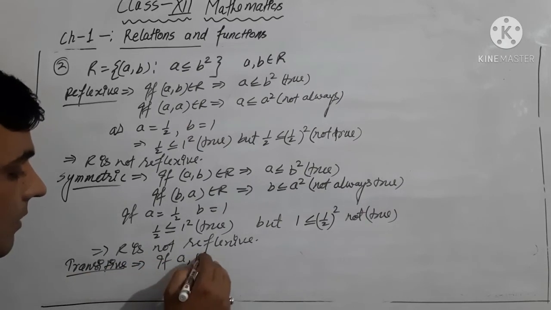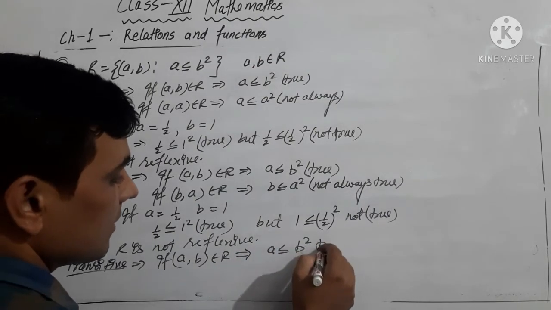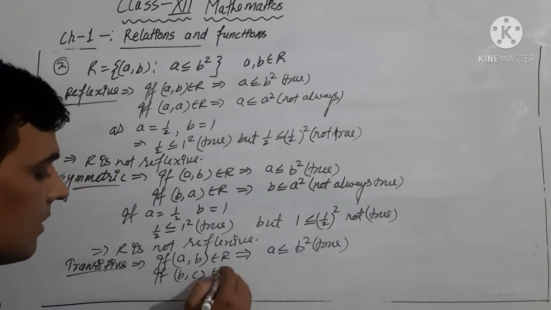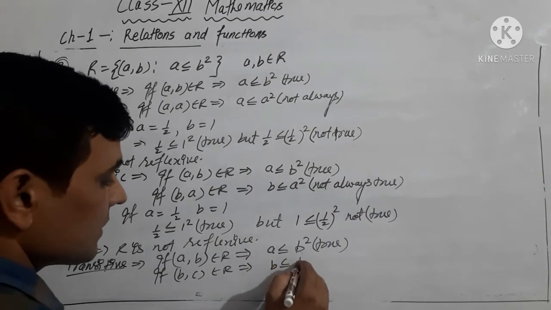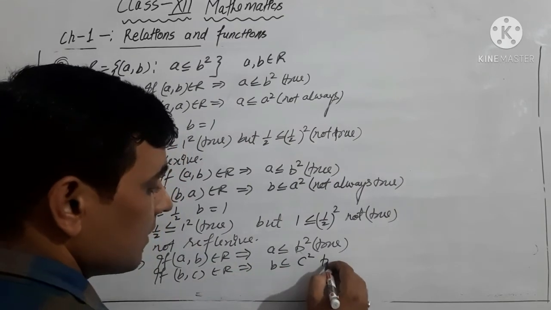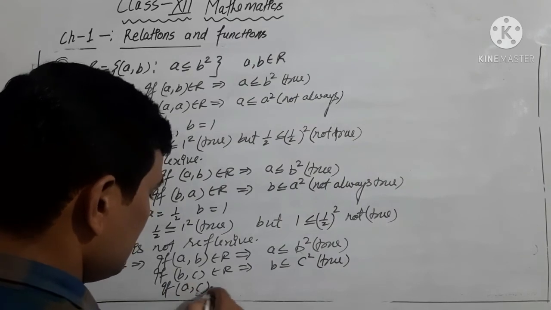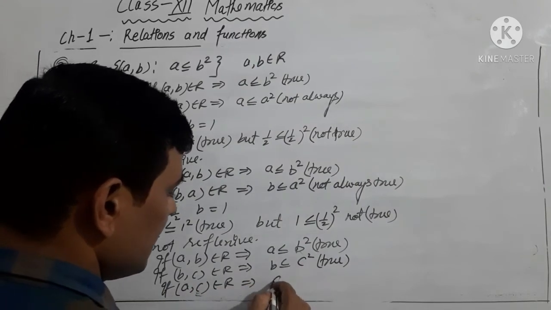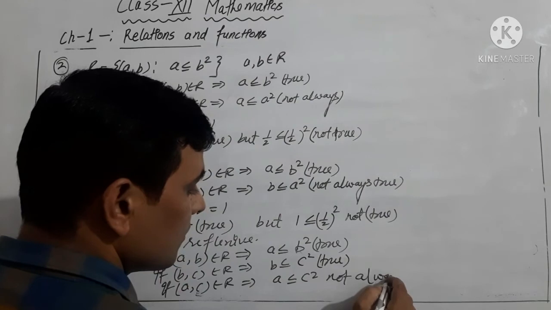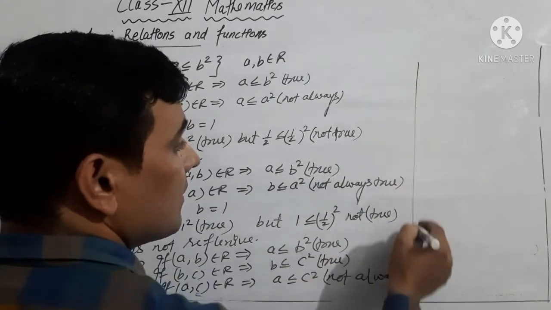Now come to the third condition, transitive. If (A, B) belongs to R, this implies that A less than or equal to B square. This is true. If (B, C) belongs to R, this implies that B less than or equal to C square. This is also true because we have taken (B, C) belongs to R. So if (A, C) belongs to R, this should imply that A less than or equal to C square. This is not always true. Why is it not always true? We have to give an example.